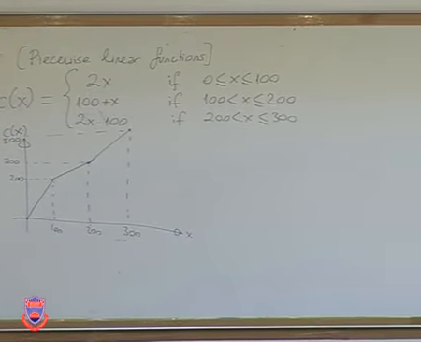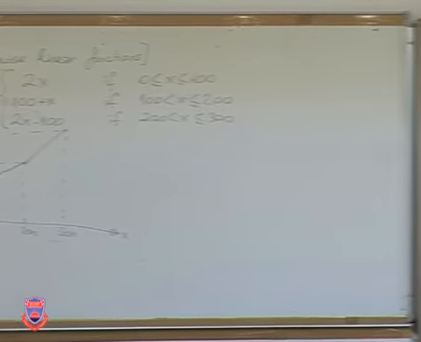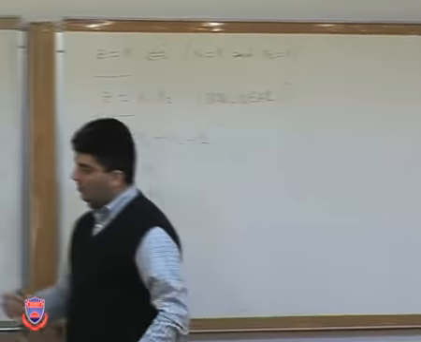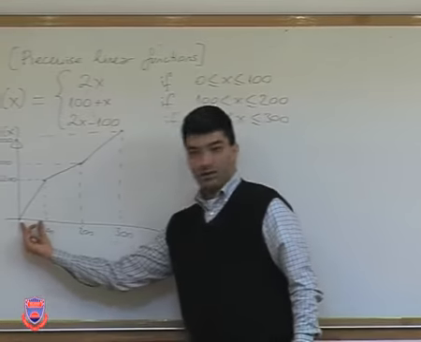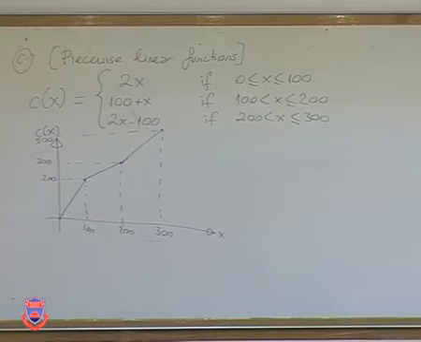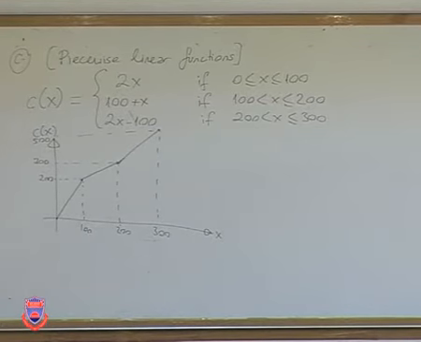So this would be a typical example of a piecewise linear function. It's called a piecewise linear function because, for example, in this case, there are 3 pieces. The first piece, second piece, and third piece, and each piece is a linear function. So that's why it's called a piecewise linear function.